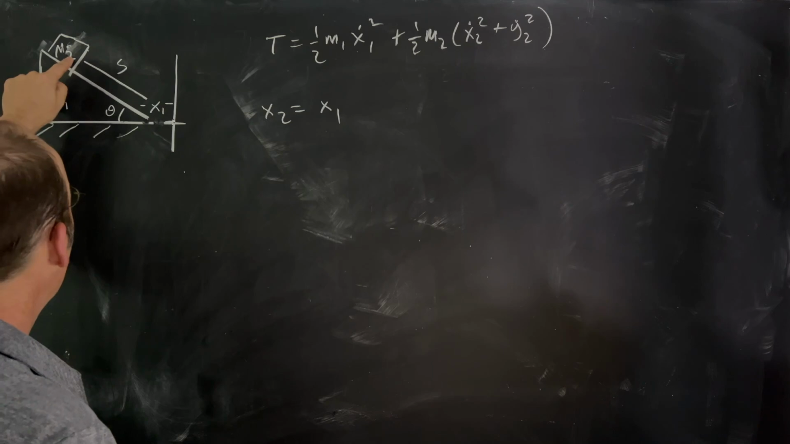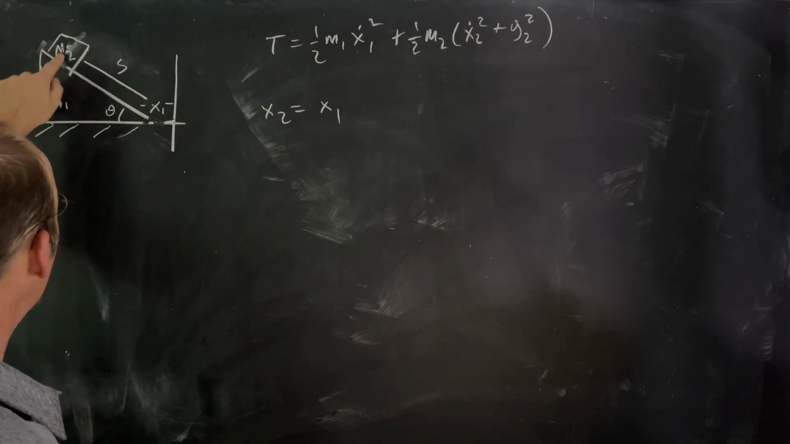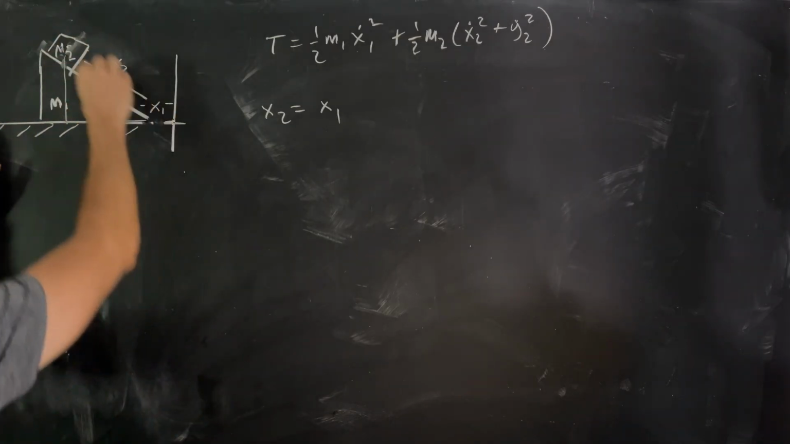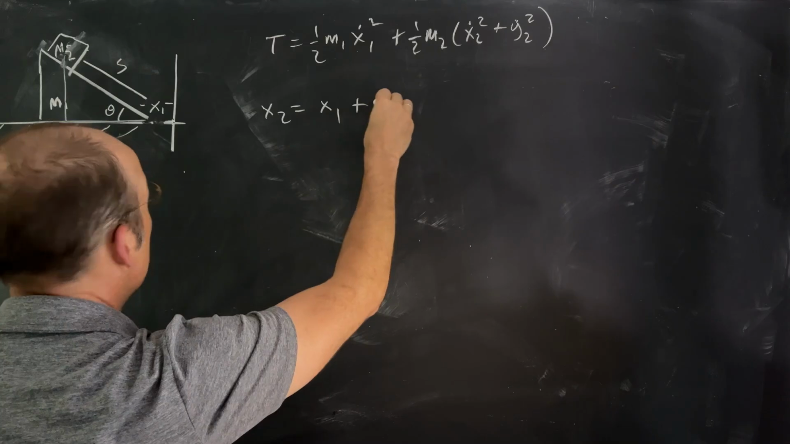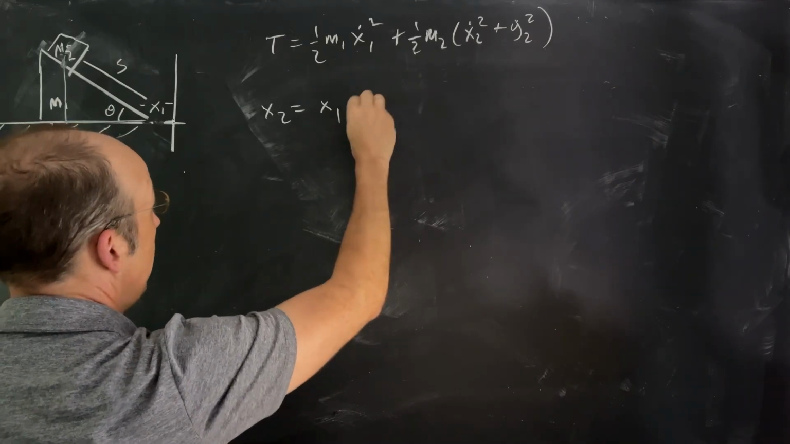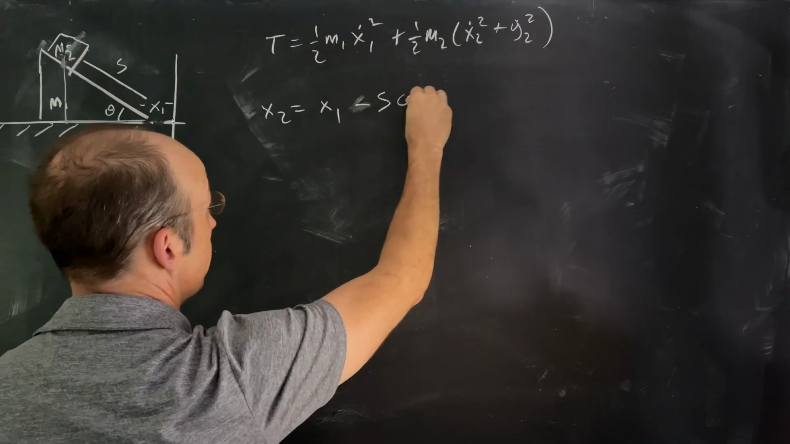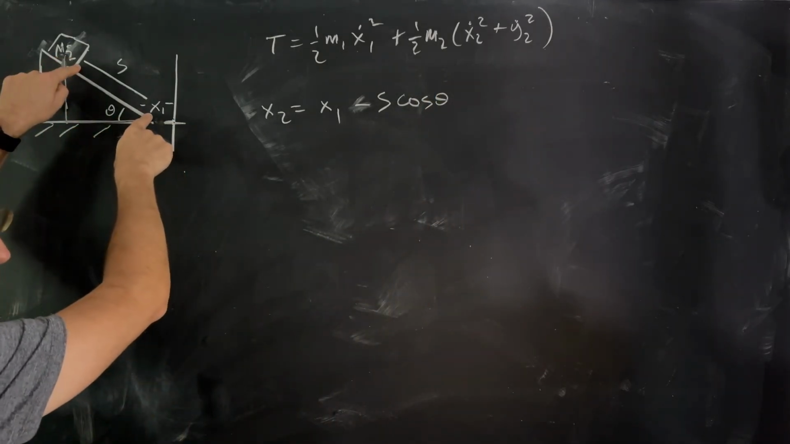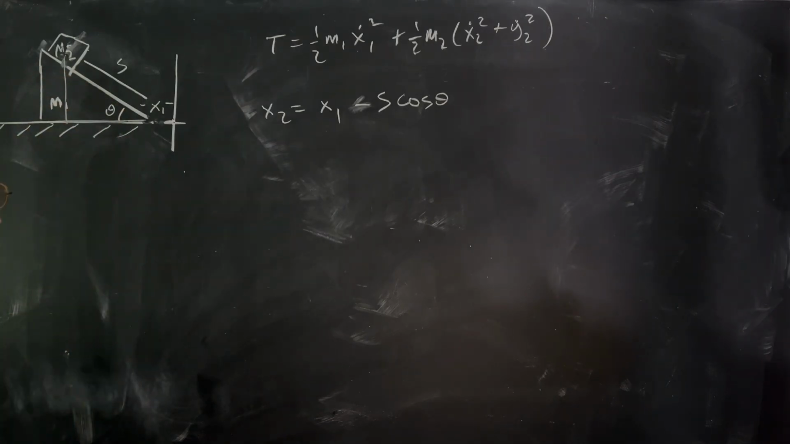Okay, so if that is x1, what is this part up here? Well, I have to add onto this the x component of that thing right there. So that's going to be equal to plus, actually it's going to be minus s times cosine theta, because s I'm measuring as a positive quantity up here, right? But since the wedge is that way, it's going to be minus.